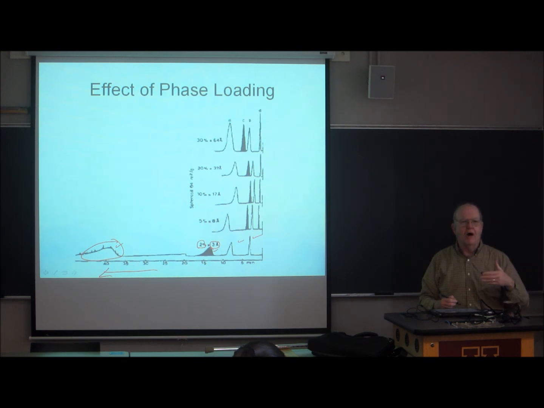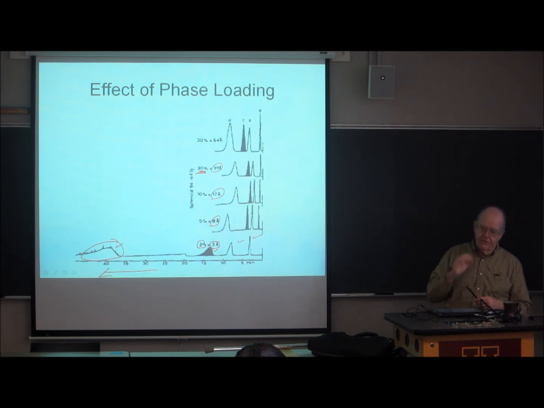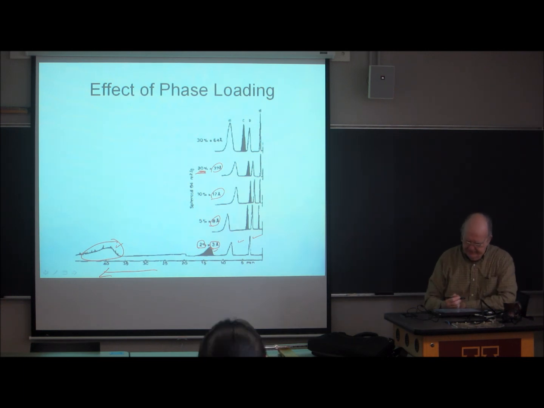Now, as you load on more stationary phase, you do a better and better job of coating. This is now an 8 angstrom film, and you see a huge improvement by going from 3 angstroms to 8 angstroms. And it gets better, and it gets better. And this is 20% by weight stationary phase on top of the inert, so-called inert carrier. And then, when you get up to 30% by weight stationary phase, the peaks start to get wider again.